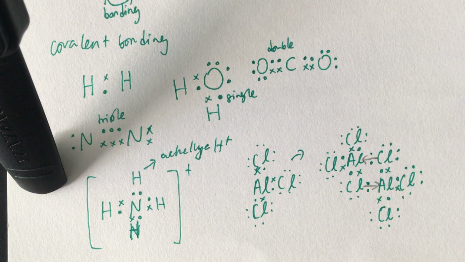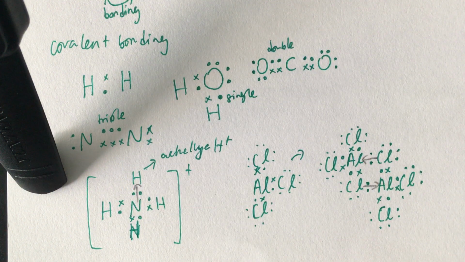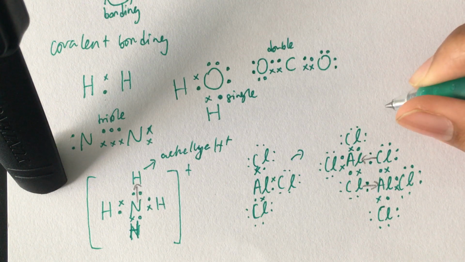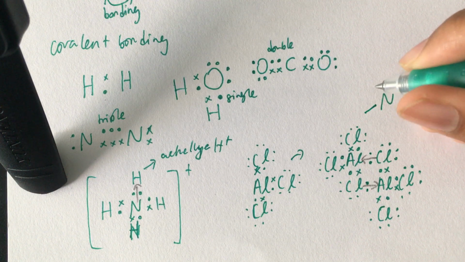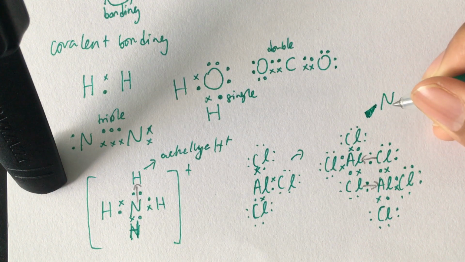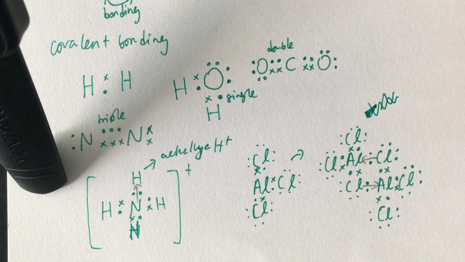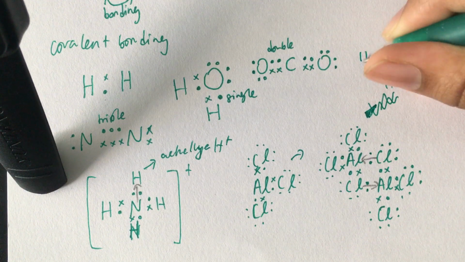If you're looking at dative bonding in a dot and cross diagram, you just show that the pair of electrons are both crosses or both dots. But if you're looking at a diagram where you're just drawing lines, for a dative bond you draw an arrow instead of a line. So that's the difference.